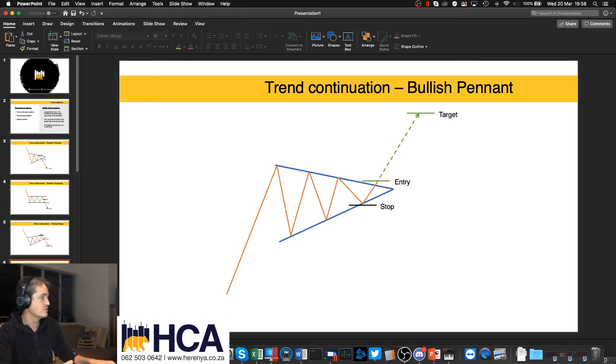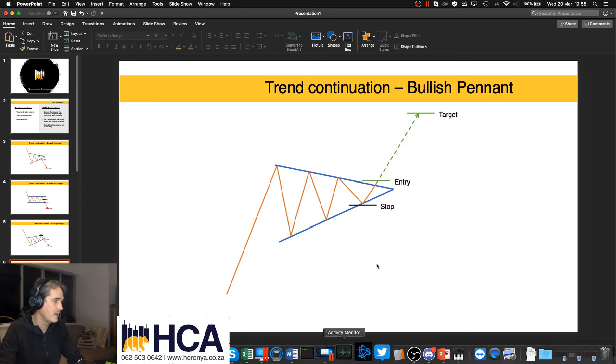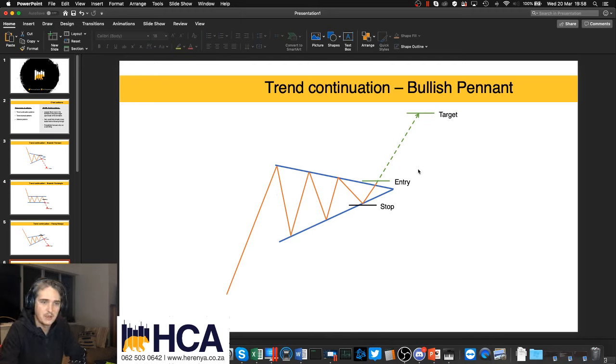Then we have a trend continuation, which is once again a pennant formation or a symmetrical triangle, and this time it's a bullish pennant, and we know pretty much what the situation is here. Entry, target, stop. We're measuring that move there. Sorry, I'm lying, that move there, our first move inside the formation, is our target move out. Stop again below that.